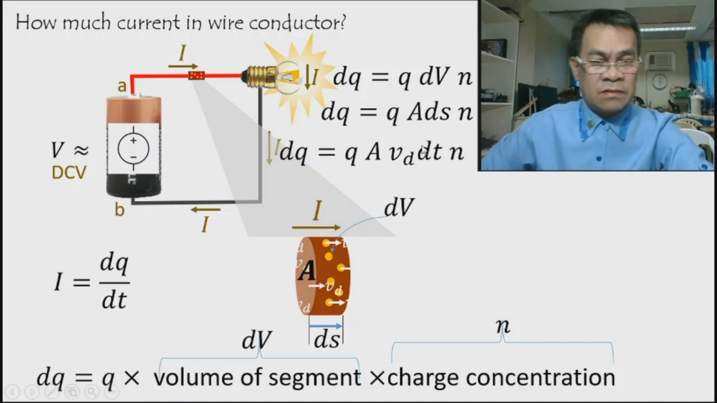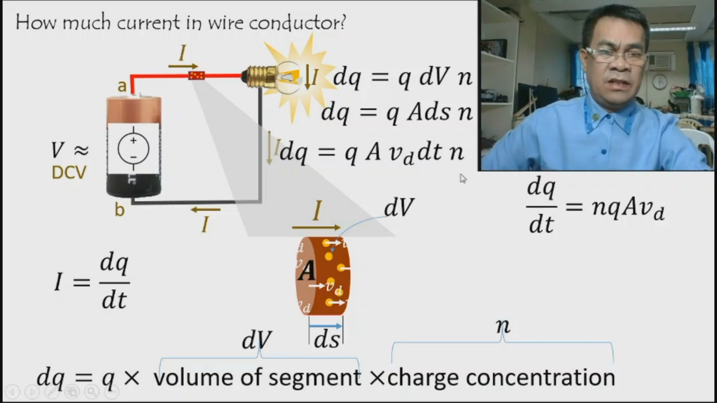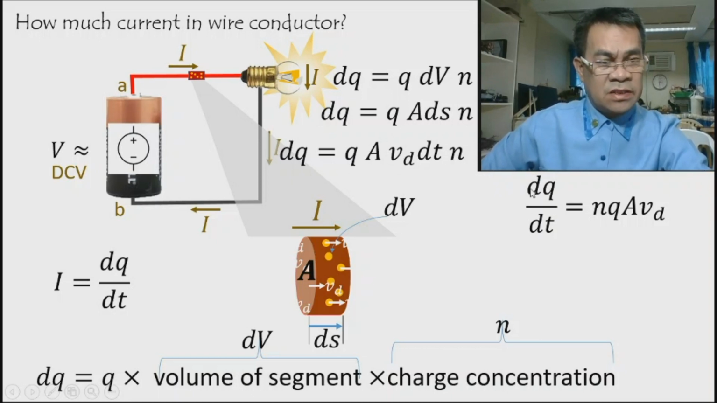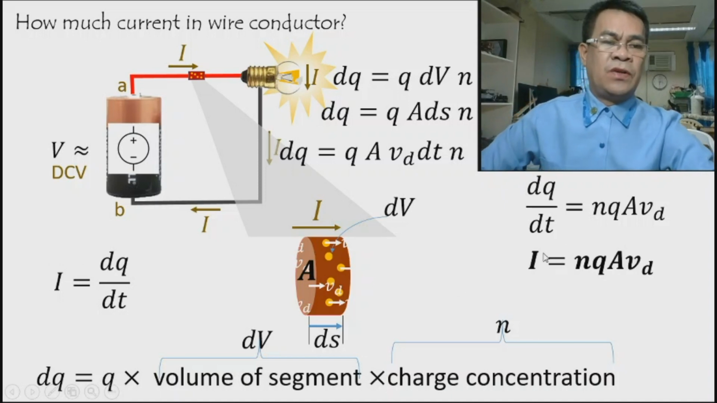Now what is the result? All you need to do now is divide both sides by dt. In this term, the dt will be cancelled, but the dt is transferred to the denominator of dq. So dq over dt is equivalent to nqA vd: the charge concentration, the charge of a single particle, which is the electron, times the area of the conductor, times the drift velocity. dq over dt, take note, is I. So it answers our problem.